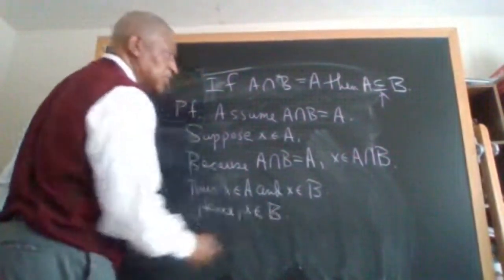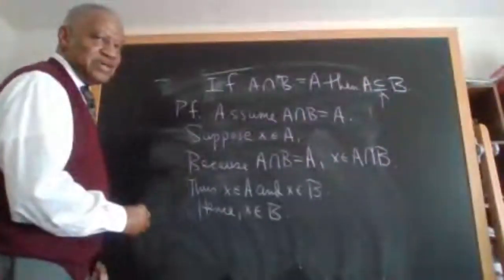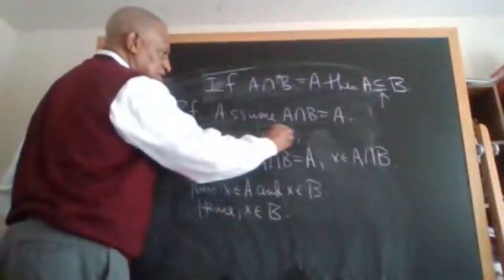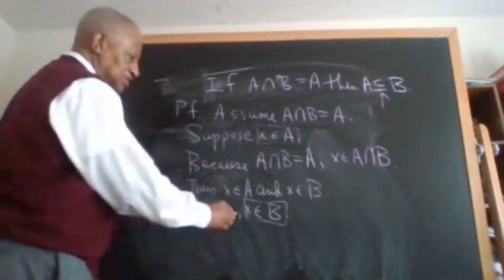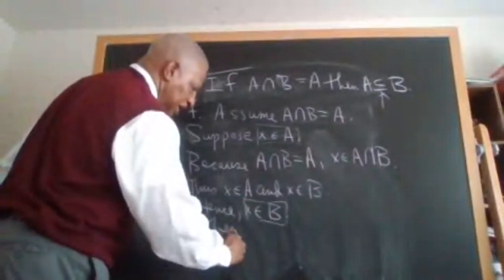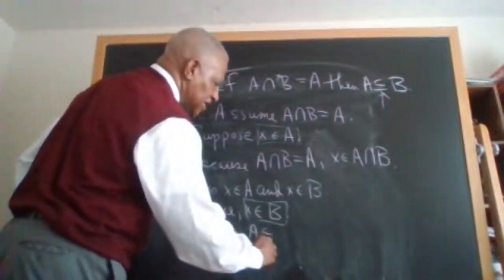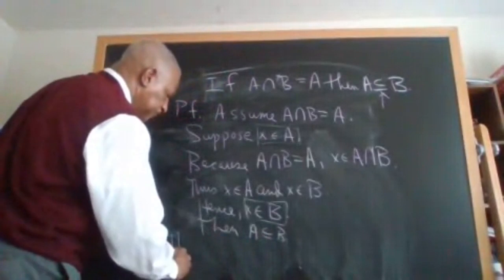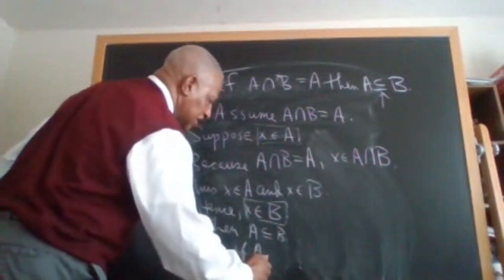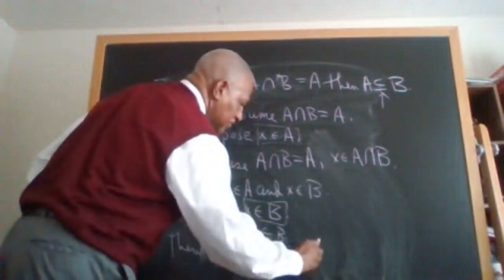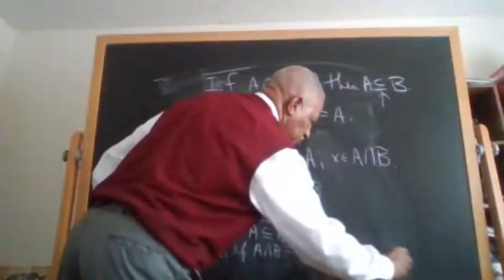What you wanted to show? That if X is in A, X is in B. We've shown it. We started with suppose it's in A, and that's in B. We've shown that A is a subset. In the proof, therefore, if A intersect B is equal to A, then A is a subset of B in the proof.